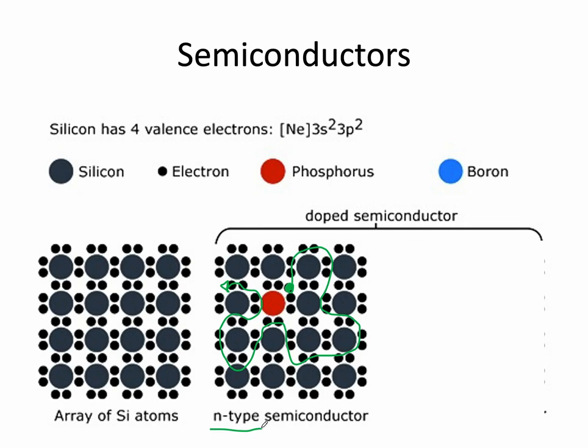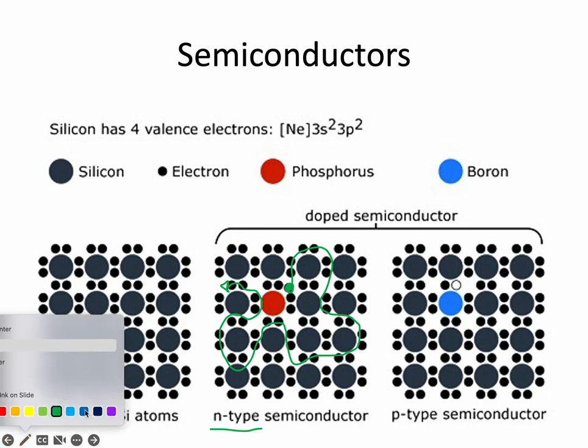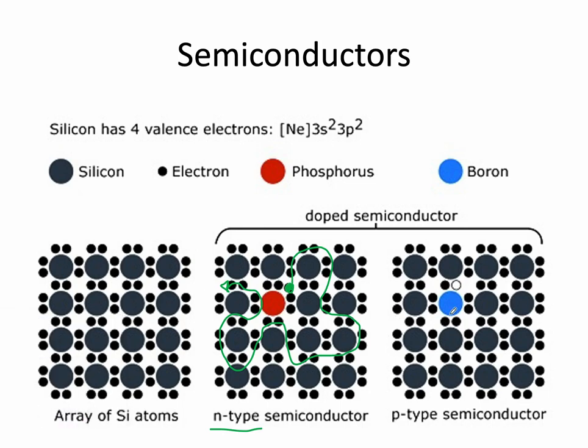You can also go the reverse route. If you replace a few of the silicon atoms with boron, boron only has 3 valence electrons. And so what you end up with here is a missing electron in this one, and we call this a hole. A hole meaning there should be an electron there, but there's not. And again, this gets passed around the conductor.